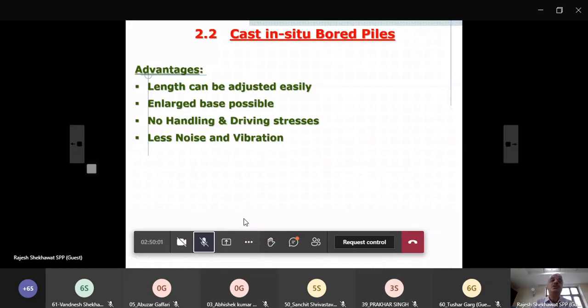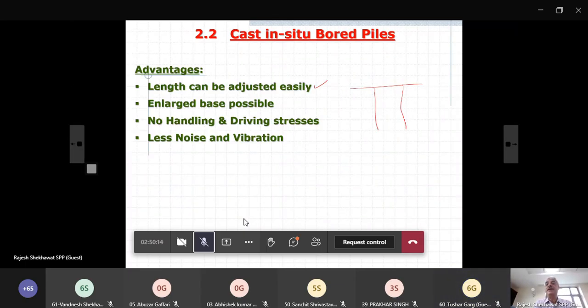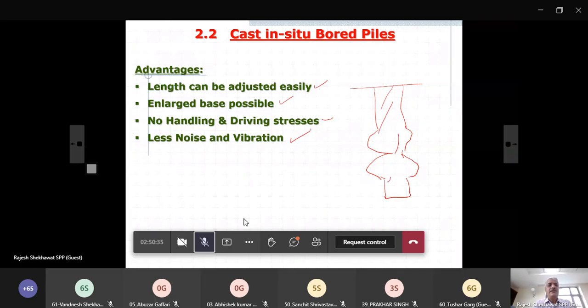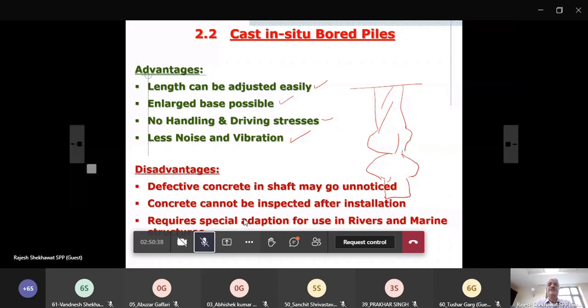Cast in situ bored pile, which, as I told you, are most commonly used. Advantage is you can adjust the length easily. Enlarged base is possible. You know, there is a type of pile where this is your pile and your base is enlarged by design. What are these piles called? Under-ream piles. Under-ream piles. So it is possible to construct under-reamed piles only by this technology. There is no handling and driving stresses. You are straight away putting it here. Vibration and noise are lesser, I will say, not nil.